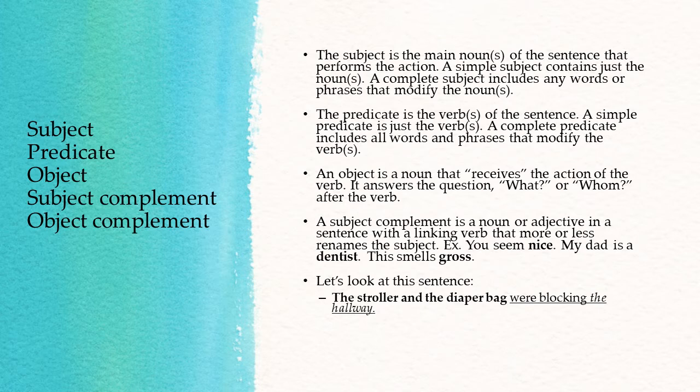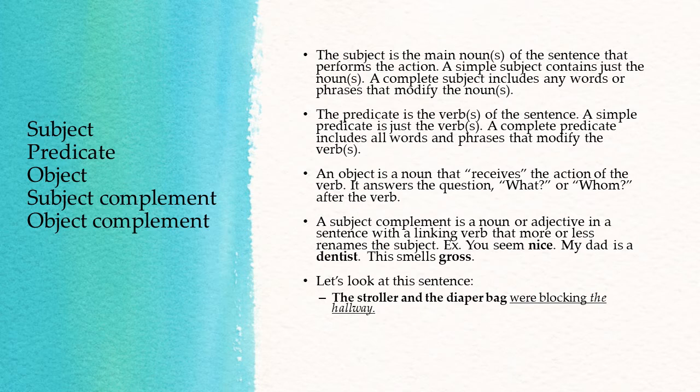This equals gross. There are also object complements, which really are slightly more confusing and more complex. We're not going to include them in our basics lesson. So, to identify subject, predicate, object, let's look at this sentence. The stroller and the diaper bag were blocking the hallway.